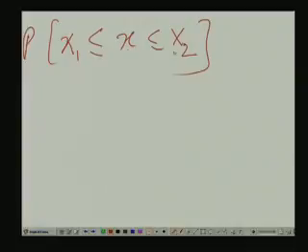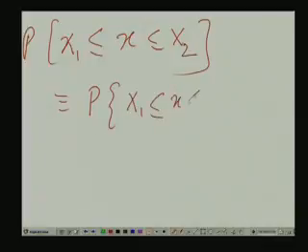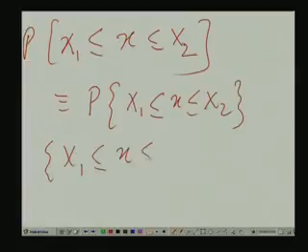I have to convert this condition into some event, and on that event definitely we have got the notion of probability working. Now, this is the same as the probability of that event. This is equivalent to the probability of this event. What is this event? I will tell now. When I put curly brackets, this becomes an event. This actually denotes an event. What is that event?